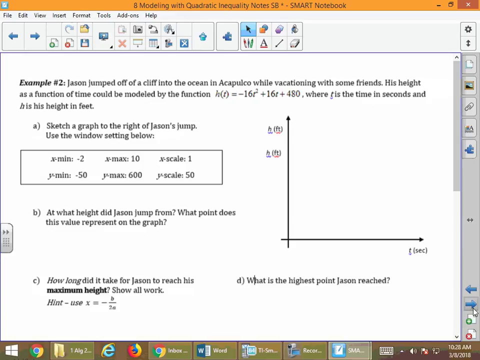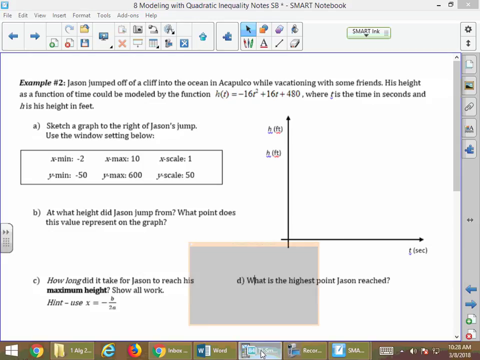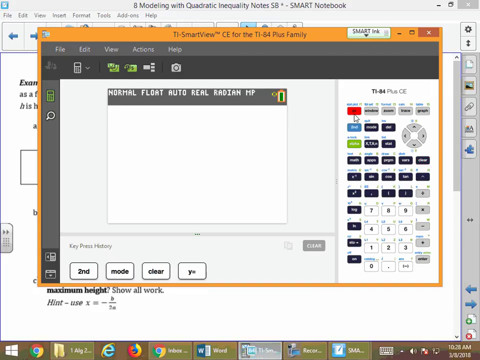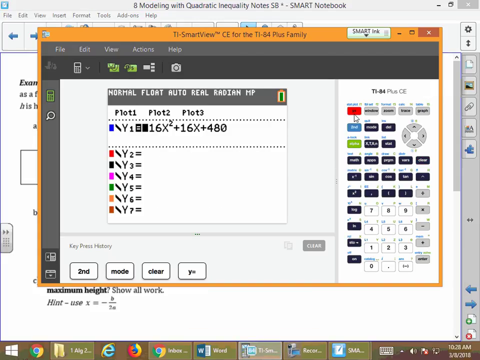The nice part here on the first one is that we are going to type this into our calculator, but we want to put in a scale. We're not going to be able to see the picture, and the scale is given to us. So when we start here, we'll pull out our calculators. I already have the equation typed in and probably the scale as well. But we're going to type in negative 16x squared plus 16x plus 480 in our y equals.